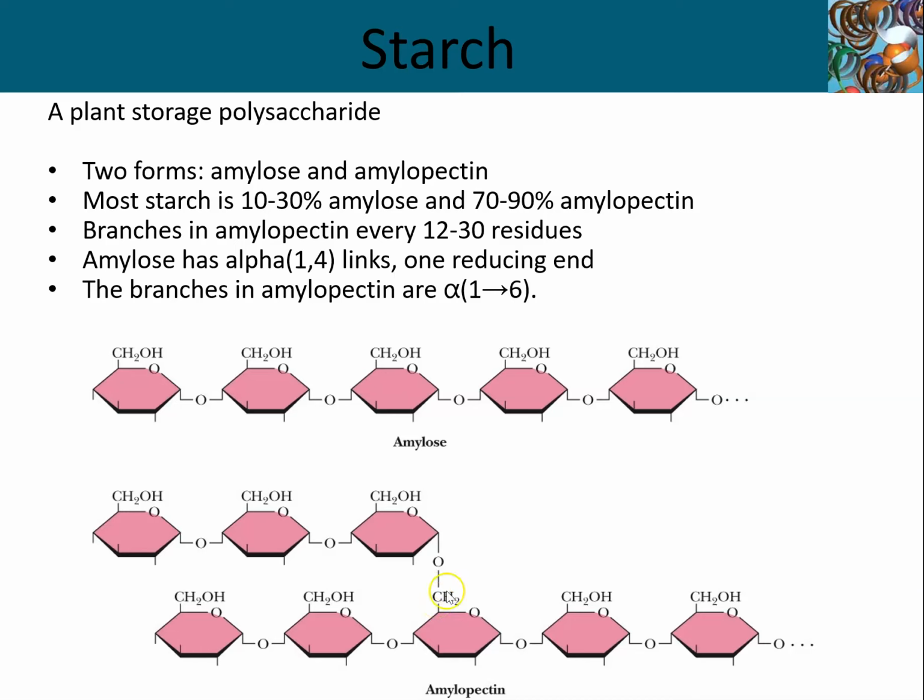This is your 1,6 linkage. So your classic amylose is your 1,4 linkage, where you have your anomeric carbon here, your 1, and then we go 1, 2, 3, 4 around the ring. Well, 1, 2, 3, 4, that's your 1,4 linkage. And you are always going to have a reducing end free.